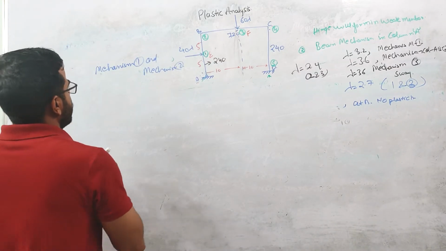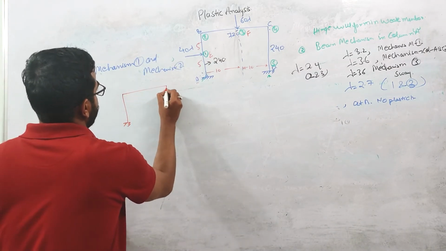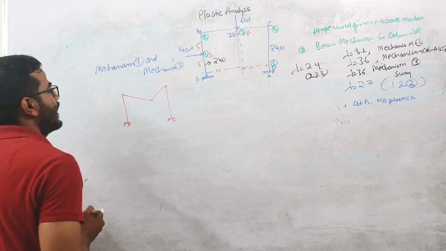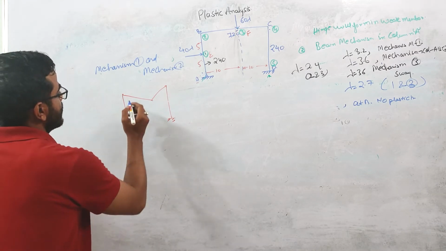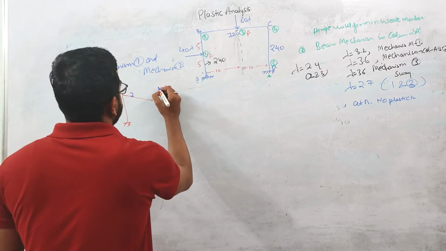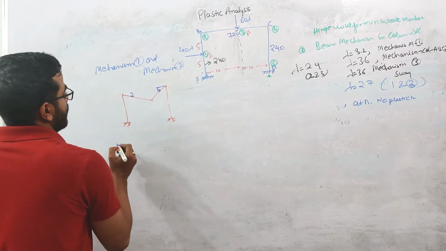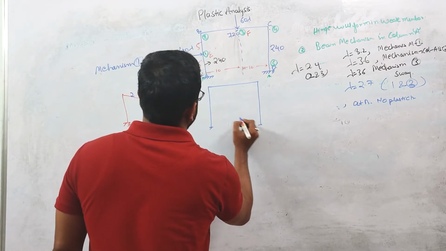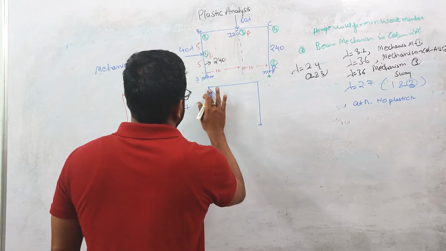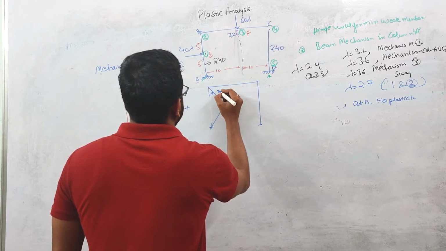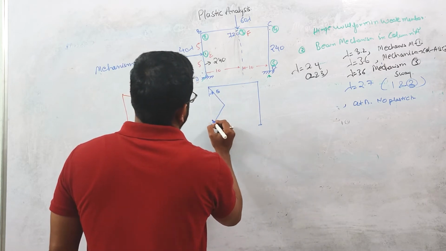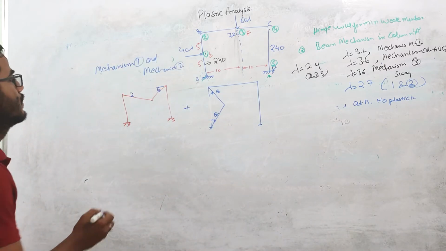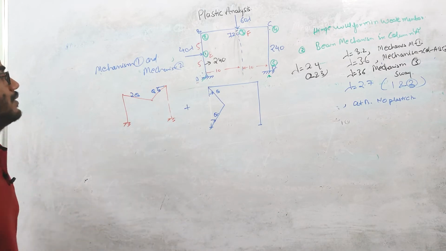Let us first see what mechanism 1 is, how the rotation of the member takes place in mechanism 1. This is mechanism 1. Here the direction of rotation is anti-clockwise, here also it is anti-clockwise, right? And if you combine it with the beam mechanism in the column, it will look like this. Here the rotation will be theta anti-clockwise, and again here the rotation is theta anti-clockwise, right?